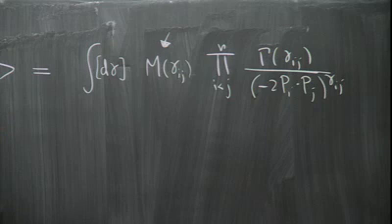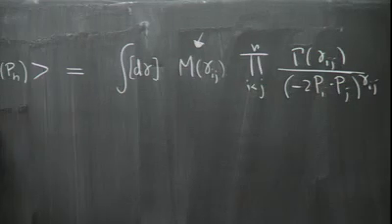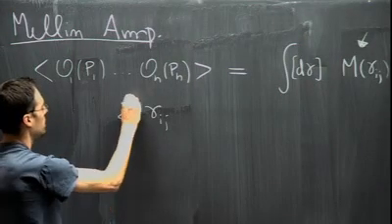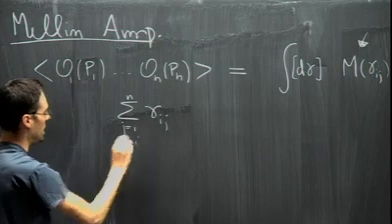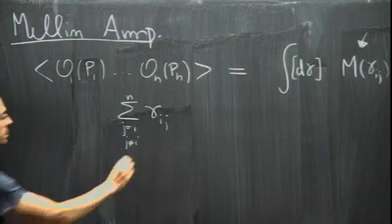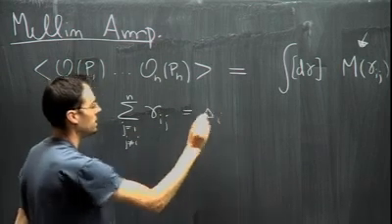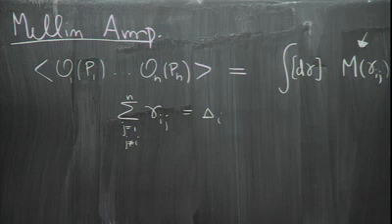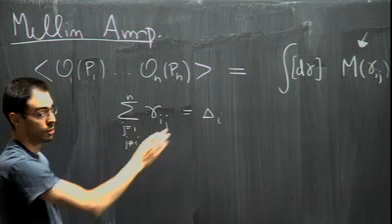If we scale P_i, we just get a power there, which is the sum of gamma_ij over all j from 1 to n, for j different from i. And this must be equal to delta_i. If we impose all these n constraints, then everything is automatic. So this integral is over this constraint surface.